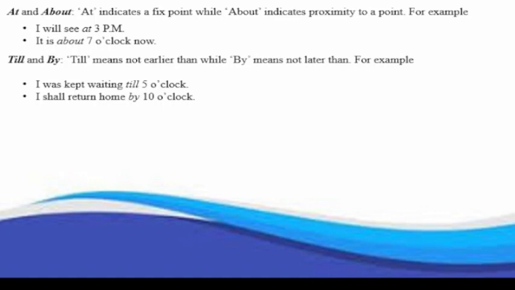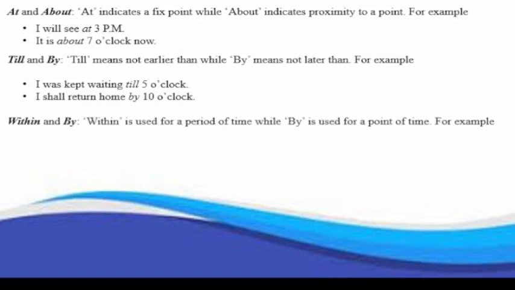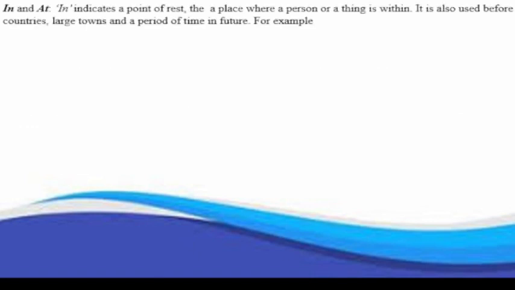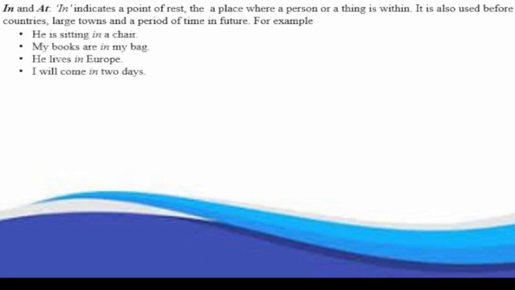8. Within and by. Within is used for a period of time, while by is used for a point of time. For example, I shall submit my thesis within 10 days. He will come back by 8 o'clock. 9. In and at. In indicates a point of rest, the place where a person or a thing is within. It is also used before countries, large towns, and a period of time in future. For example, he is sitting in a chair. My books are in my bag. He lives in Europe. I will come in 2 days.